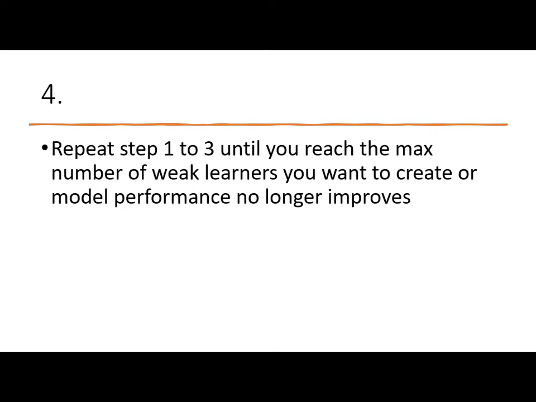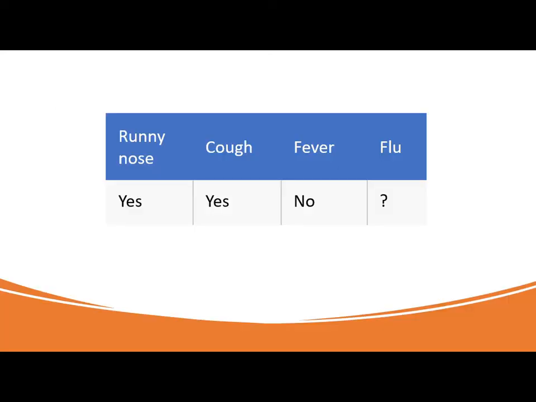All right, and that's essentially it. You're creating weak learners on top of weak learners until you're finally done. How does this look in a prediction sense? So let's assume now somebody has these conditions. They have a runny nose, they have a cough, but they don't have a fever. Do they have the flu? Yes or no? So I'm just putting some numbers out.